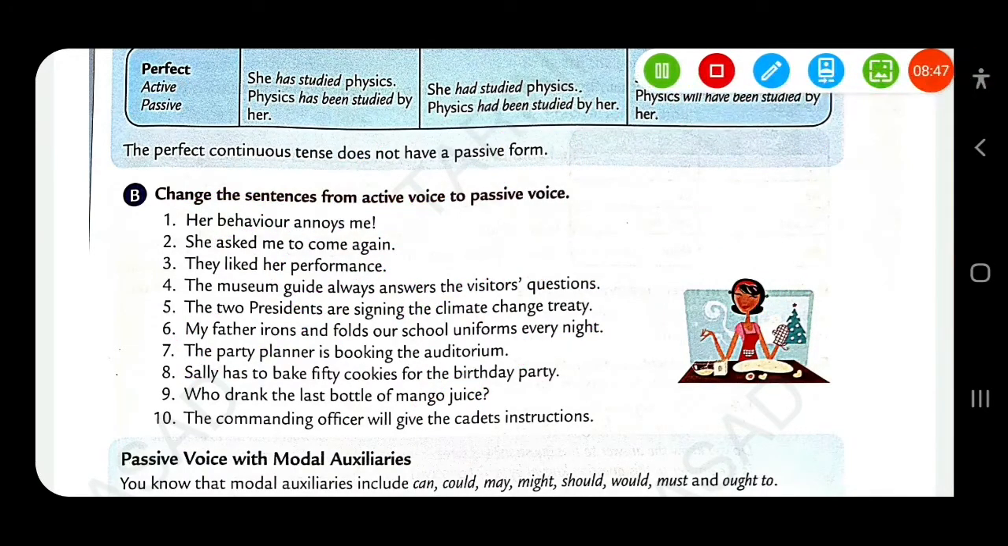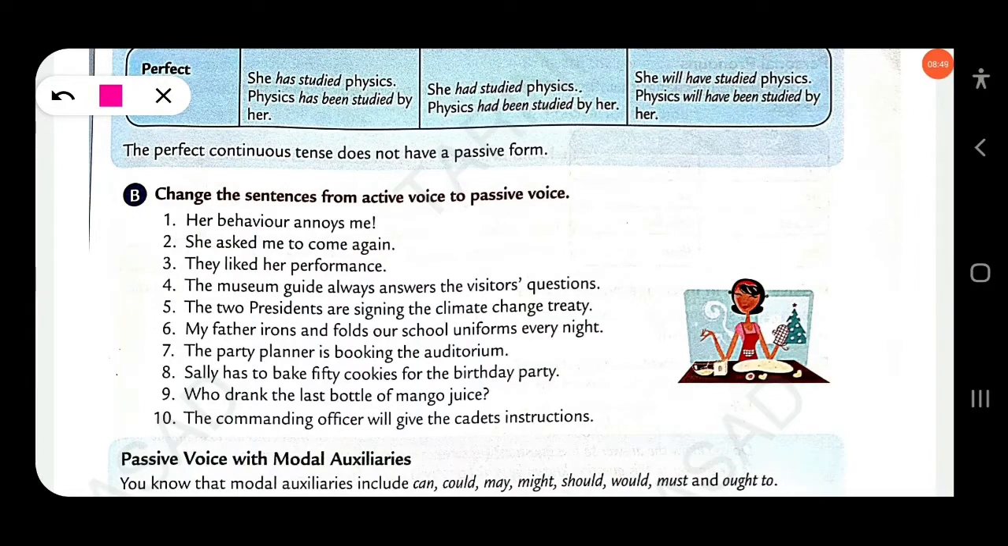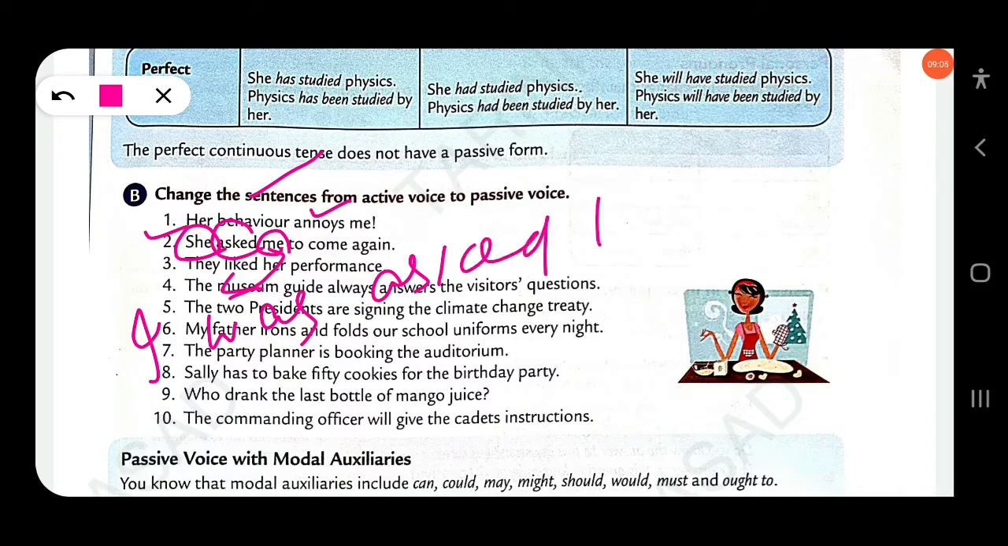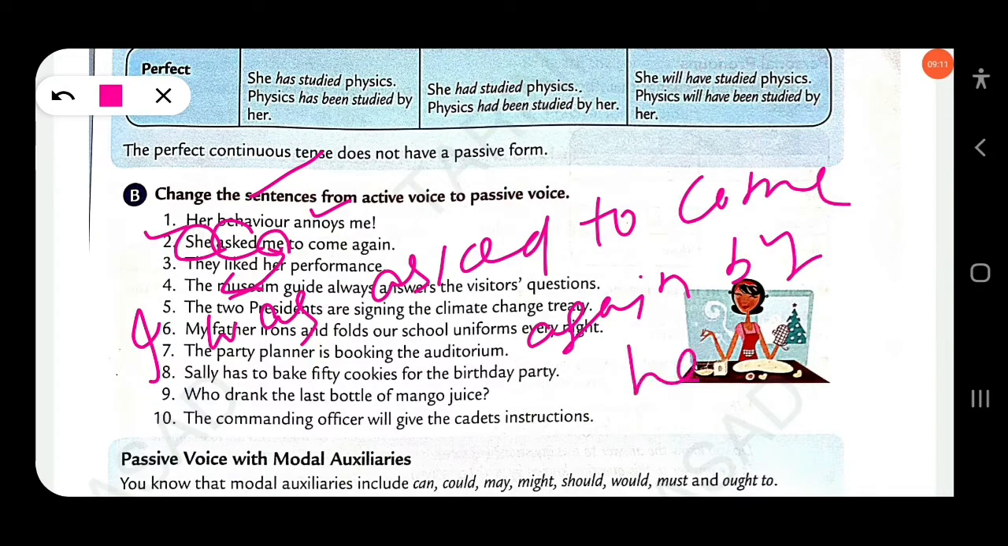Then next question here. She asked me to come again. So here the subject is she and the object is me, and the verb is used in simple past. The object in the active voice becomes the subject in the passive voice. You have to write: I was asked to come again by her. Okay, so as this is simple past, you have to write was or were plus V3.